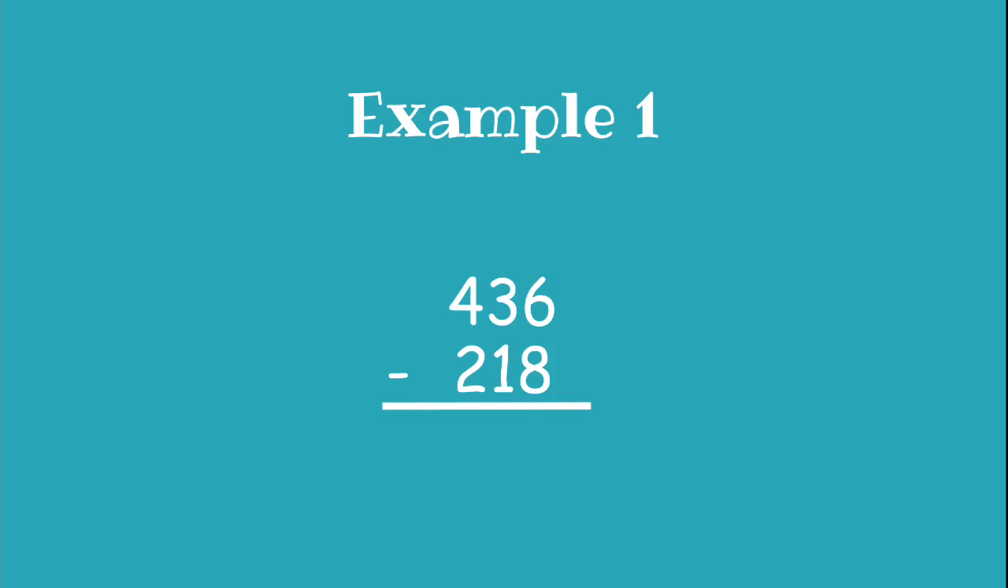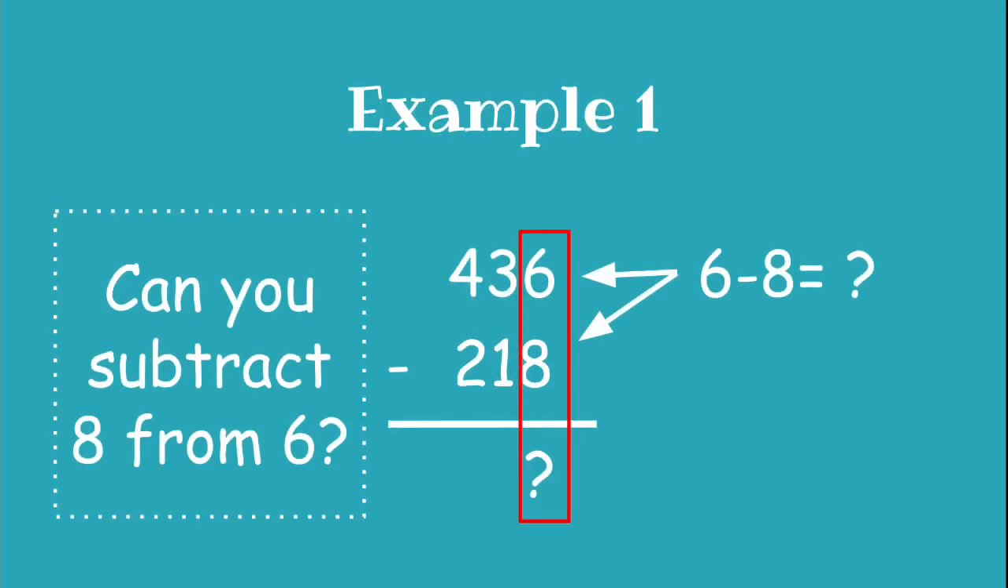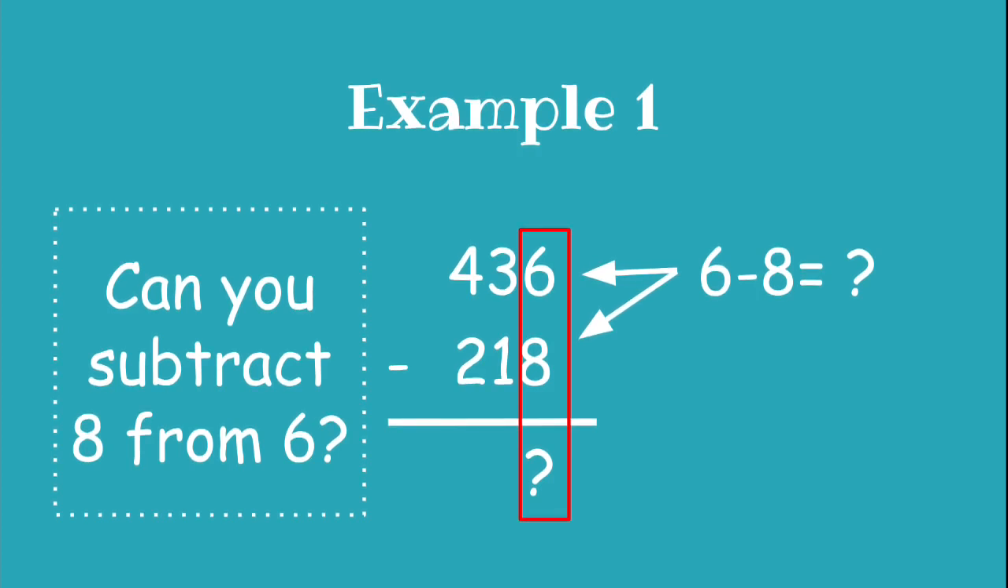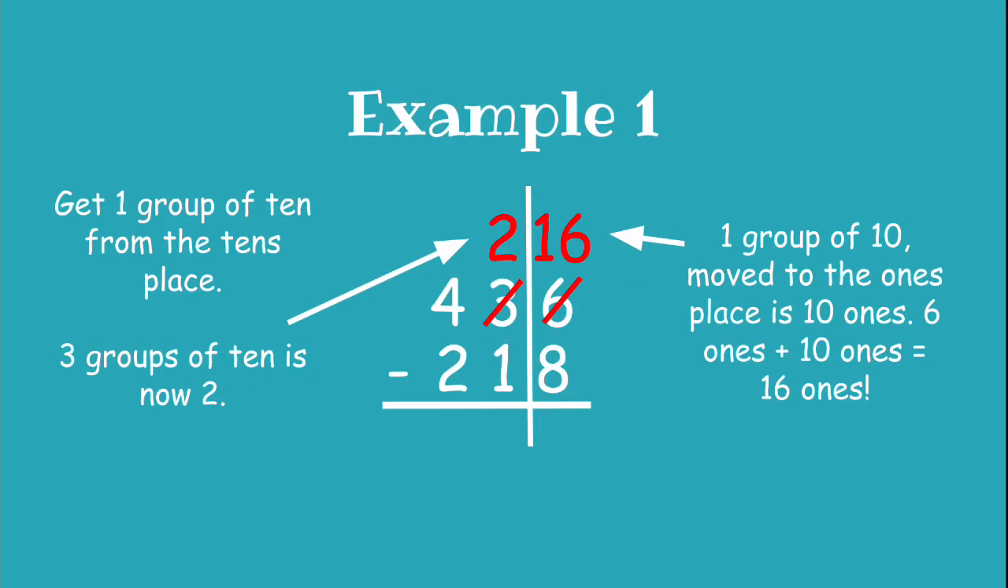Let's look at this example. 436 minus 218. Let's look at the ones place. 6 minus 8. Can we subtract 8 from 6? Uh-oh, there's more on the floor. That means we need to go next door and get 10 more.